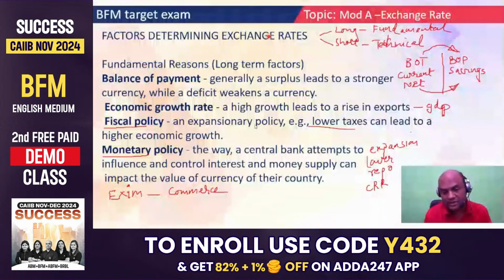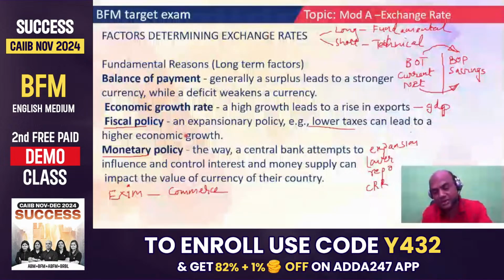Now there are two parts over here. Expansionary policy in fiscal is lower taxes, and expansionary policy in monetary is lowering the CRR and repo. So whenever RBI wants to go for expansion, it will go for reduction in CRR and repo. Whenever government wants to go for expansion, it will go for reduction in taxes. Got it? So these are the basic fundamental reasons.